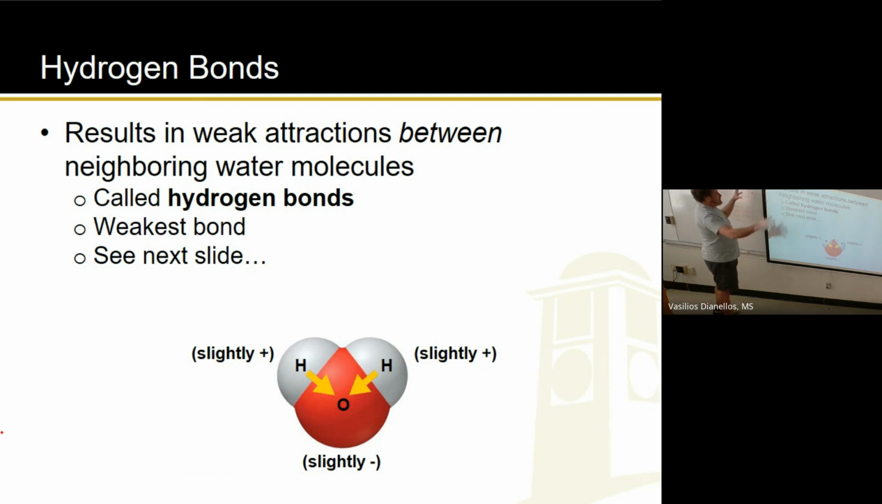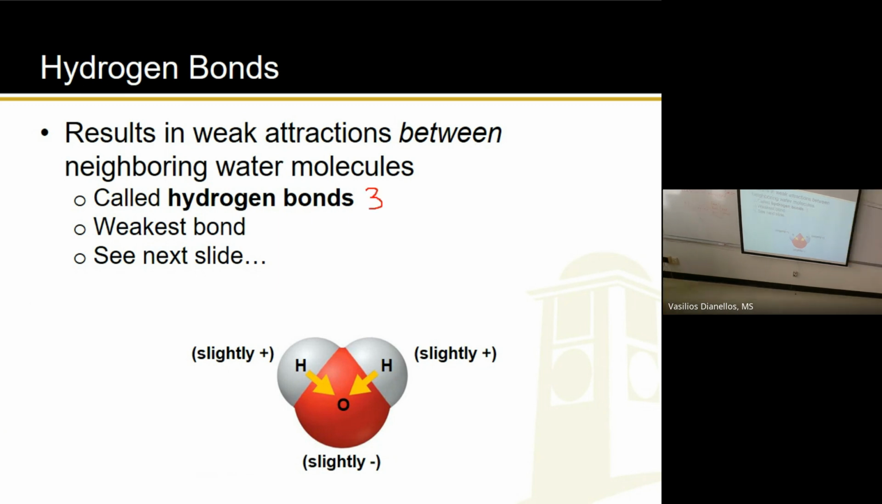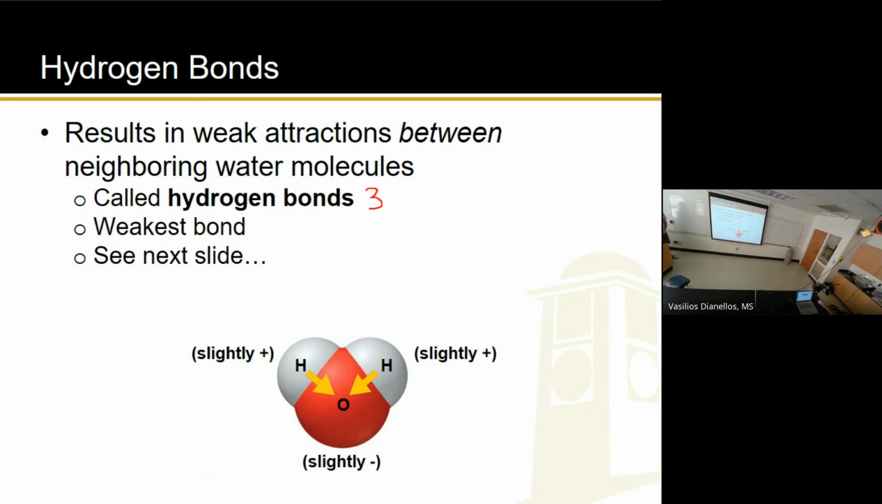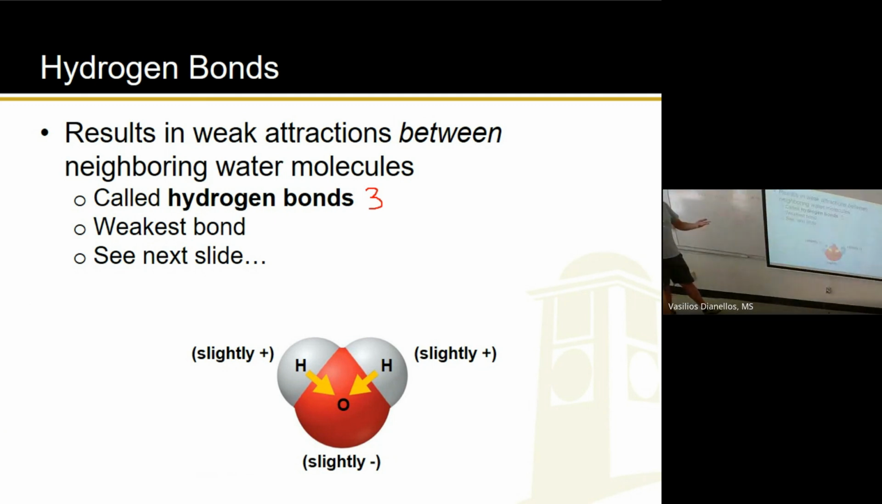Anyway, all of this is important because this results in weak attractions between neighboring water molecules, and that is what a hydrogen bond is. And that is the third and final type of bond that we're going to talk about. You need to know all three. So we talked about ionic bonds, where they get electrons and they take electrons. We talked about covalent bonds, where they share electrons. And now we're talking about hydrogen bonds, which in a way, and I've never seen it written like this, but I think this is a great way to describe it, it's almost like a weak ionic bond.